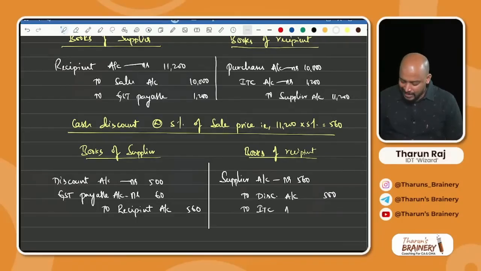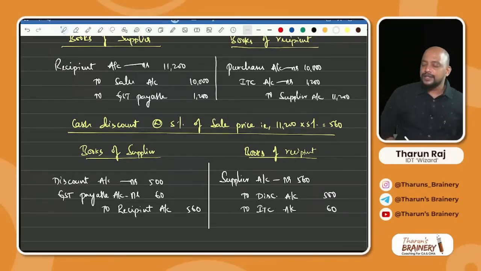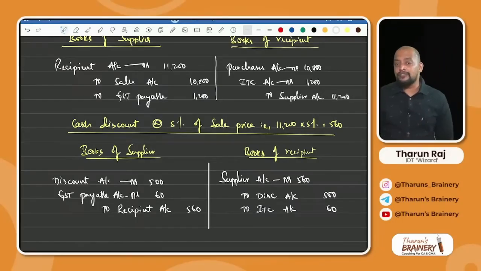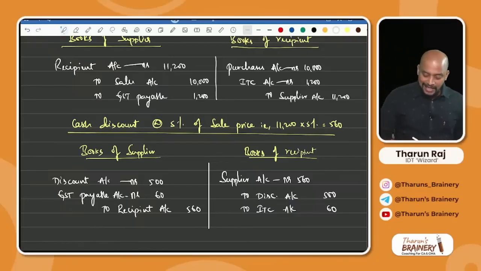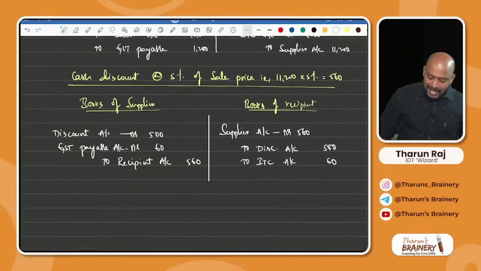So to the ITC account, how much? 60. So therefore they need to reverse the ITC of 60 rupees. That's what they are telling. To the supplier, the liability gets reduced if the recipient reverses the ITC.